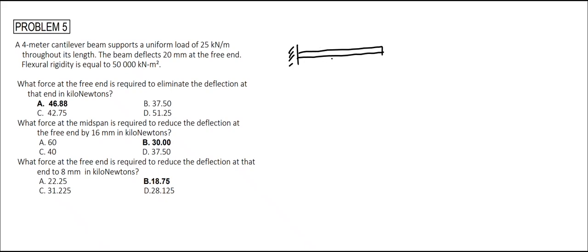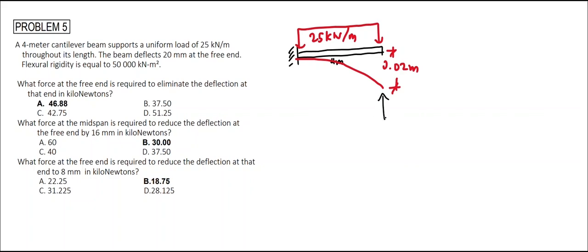For the first problem, we are given a cantilever beam that has a length of 4 meters, and due to the uniform load, this beam deflects at a value equal to 20 millimeters or 0.02 meters. This is due to the uniform load of 25 kilonewtons per meter applied on top of this cantilever beam. To eliminate the deflection, we have a point load, let's call this P, that will induce a deflection equal to 0.02 meters to eliminate the overall deflection of this beam.